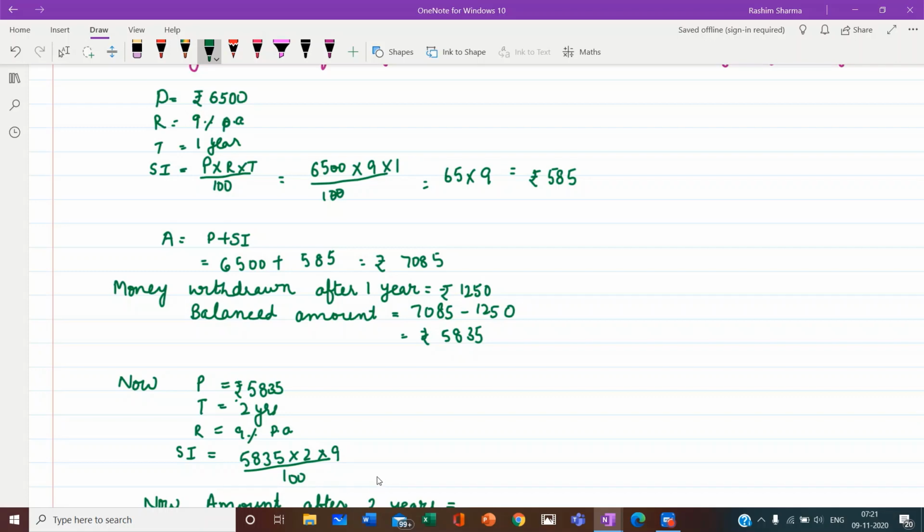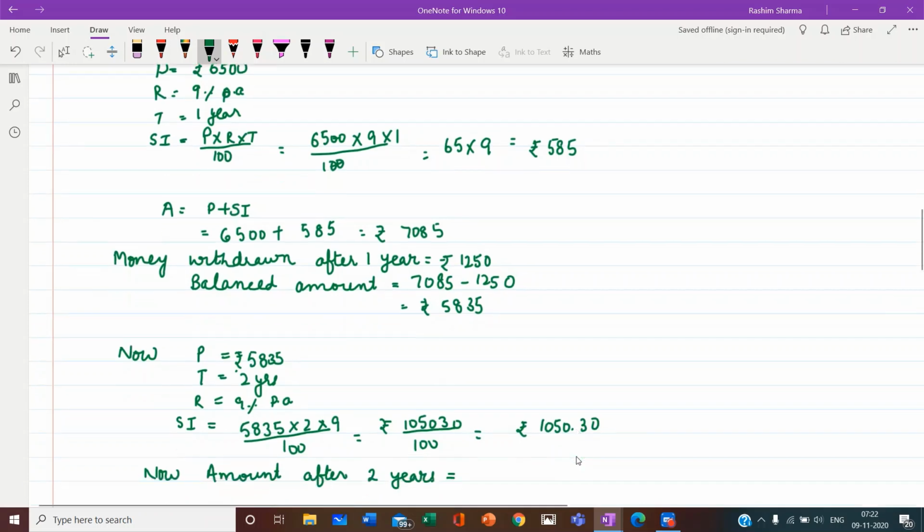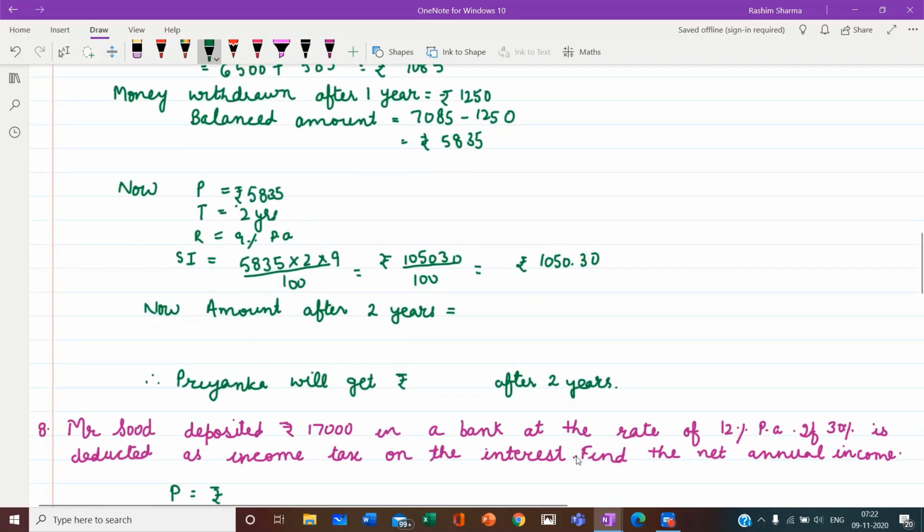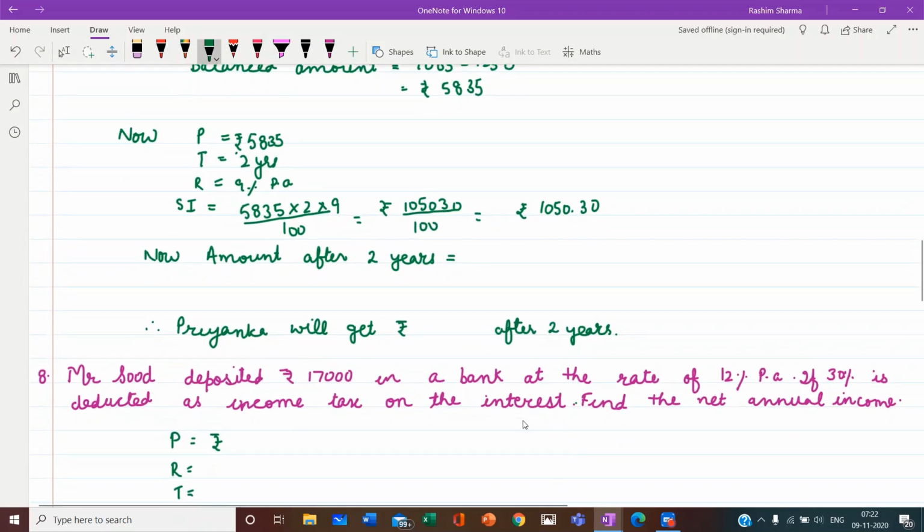Okay, so we get here rupees 105030 upon 100. So it means it is rupees 1050.30. Okay, then what will be the money she will return after 2 years?